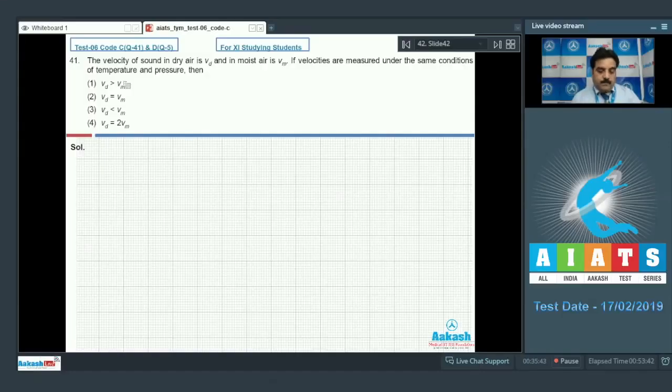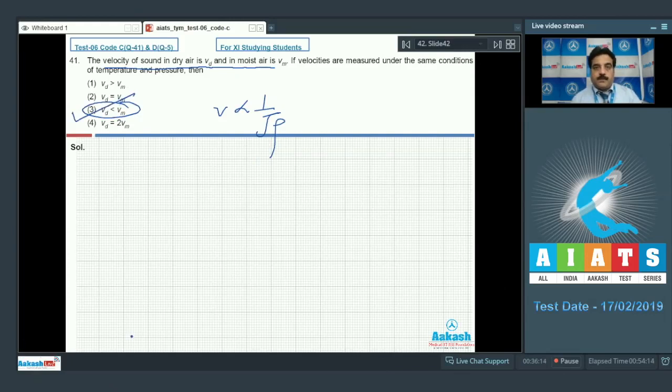In question number 41, the velocity of sound in dry air is Vd and in moist air is Vm, if velocities are measured under the same conditions of temperature and pressure. In this question, I would like to say only one thing: the density of moist air is less than that of dry air. And in terms of formula, we will write V inversely proportional to root of density. So my third option will be the right choice.